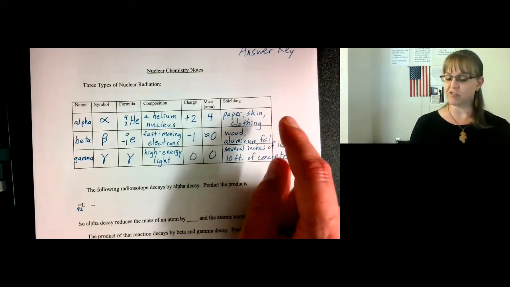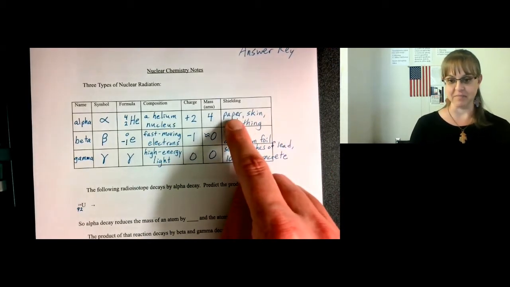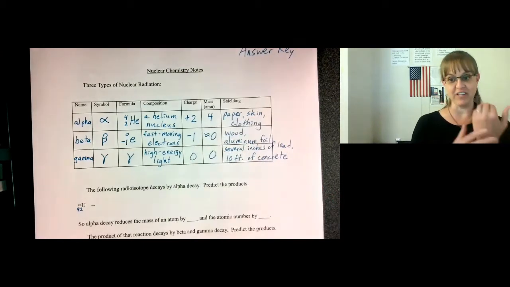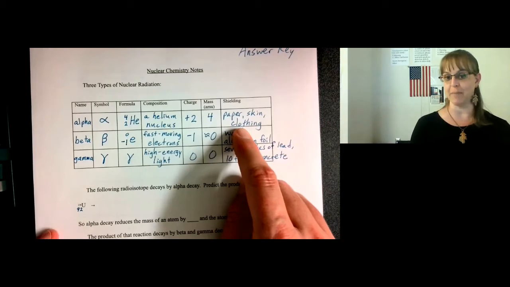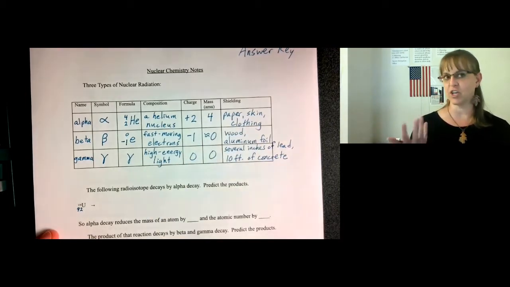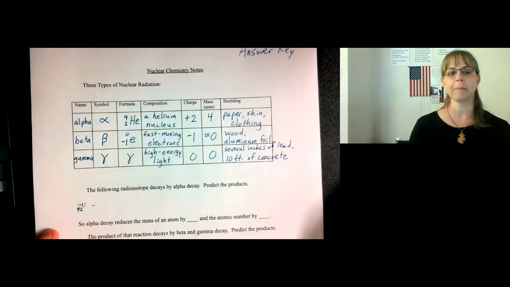What will shield you from alpha radiation is a piece of paper, your outer layer of dead skin cells, or even your clothing. So it's very easy to stop alpha particles. In fact, they're not too dangerous because of that, unless you would eat something that's producing alpha particles. Your organs don't have skin around them, and so that's why it would be very dangerous if you ate something that produced alpha particles.